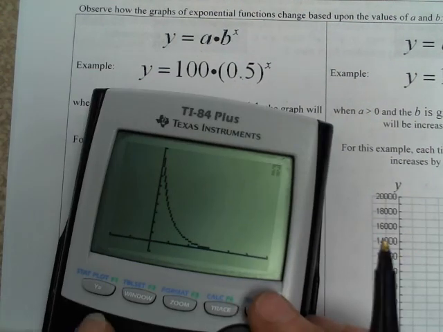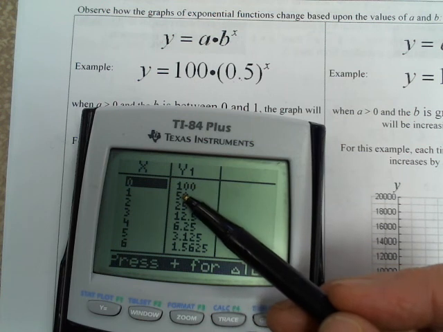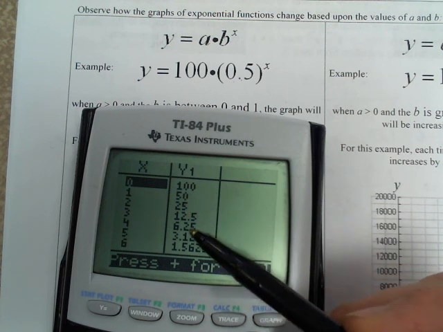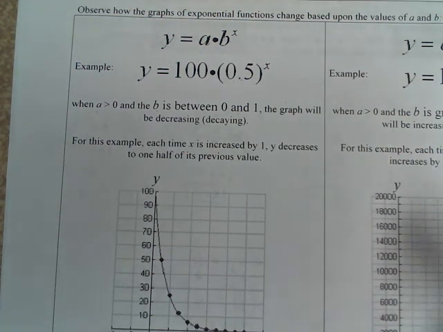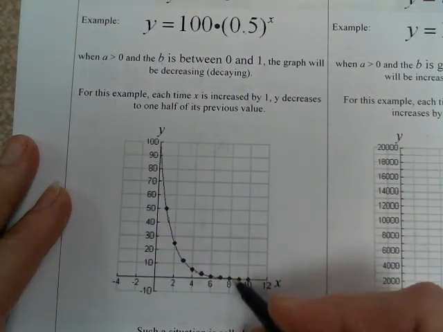If you want to take a look at the table of values, you start out with 100, 1/2 of 100 is 50, 1/2, 1/2, 1/2. So you just keep on cutting these numbers in half. This is called exponential decay because it's going down.